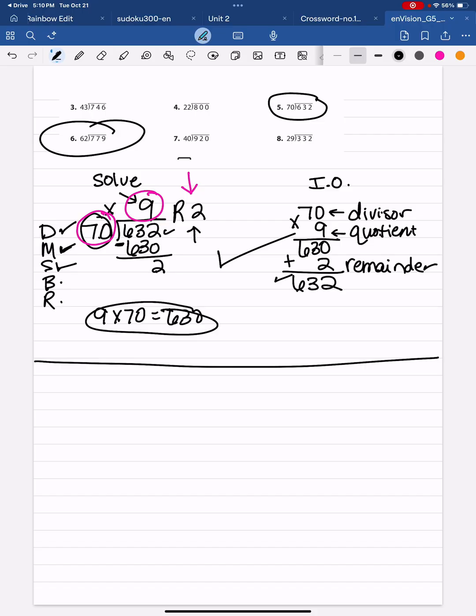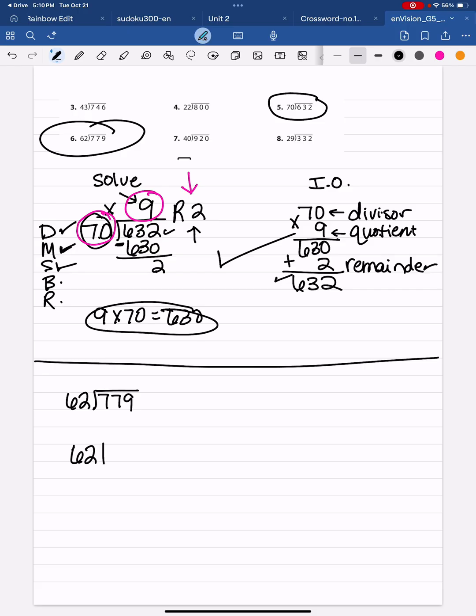Now, number 6, we are going to do box method. We will do box method with division and with multiplication to demonstrate for those who like that method over standard. So we have 62 as your divisor, and your dividend is 779. So we're going to come down here and we're going to rewrite this.